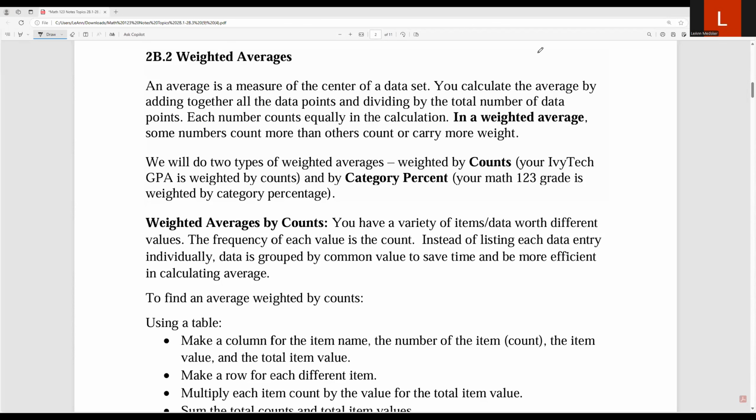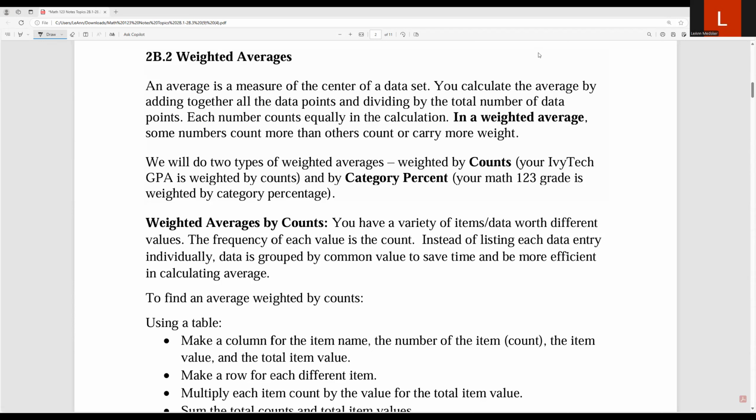Okay, so we are looking at 2B2, which is over weighted averages. Now, this video you might want to reference again in the future when you're starting to work on your first project, which is due at the end of like week 4, because we do use the weighted average idea when we do that project. That whole project's based on weighted averages. So it's like a student grade book and a GPA.